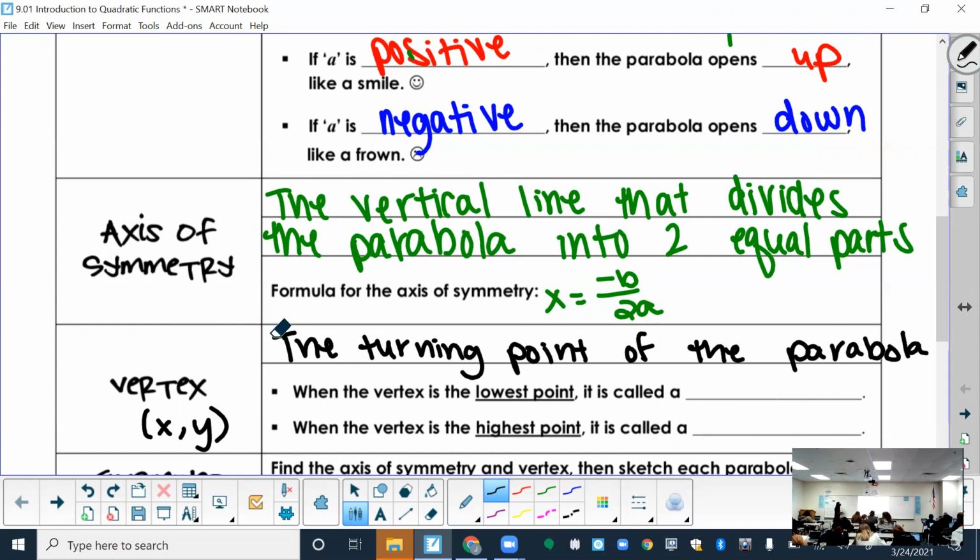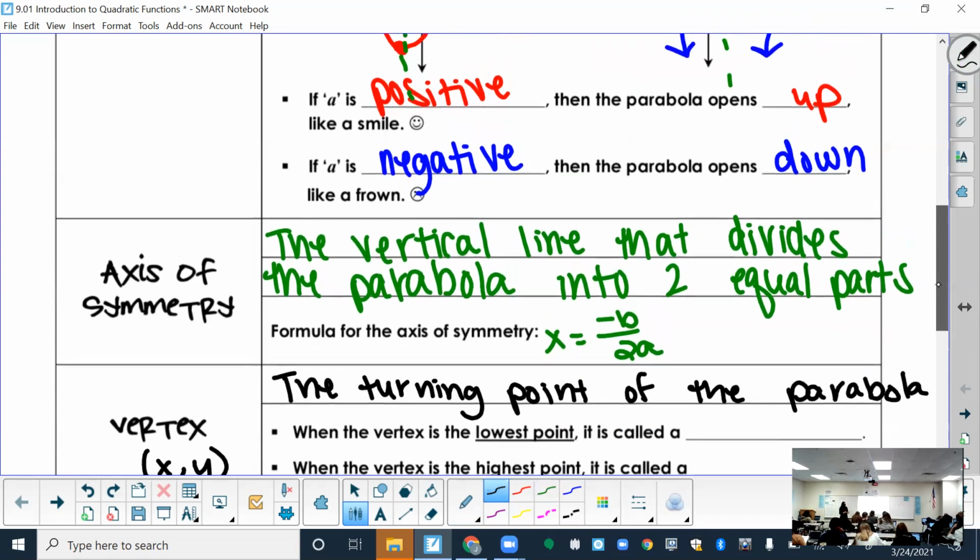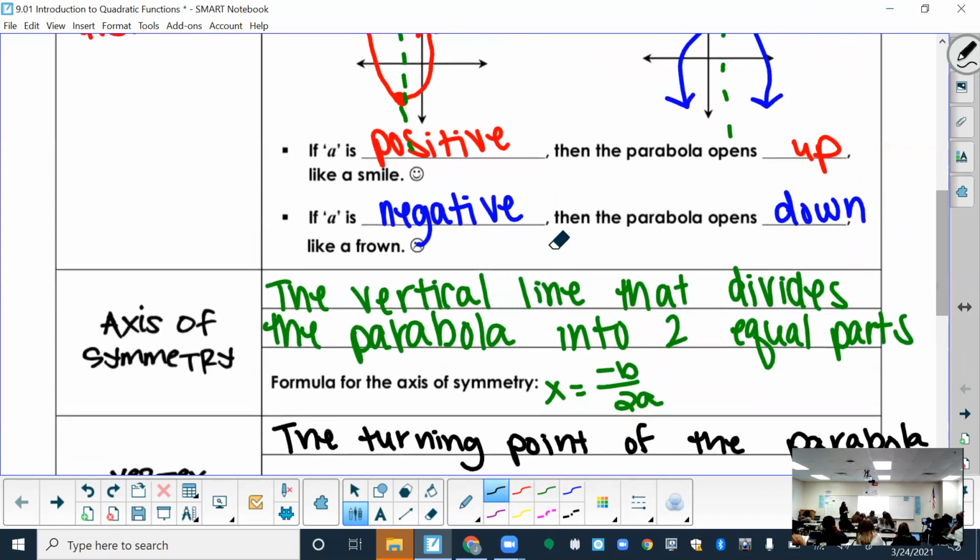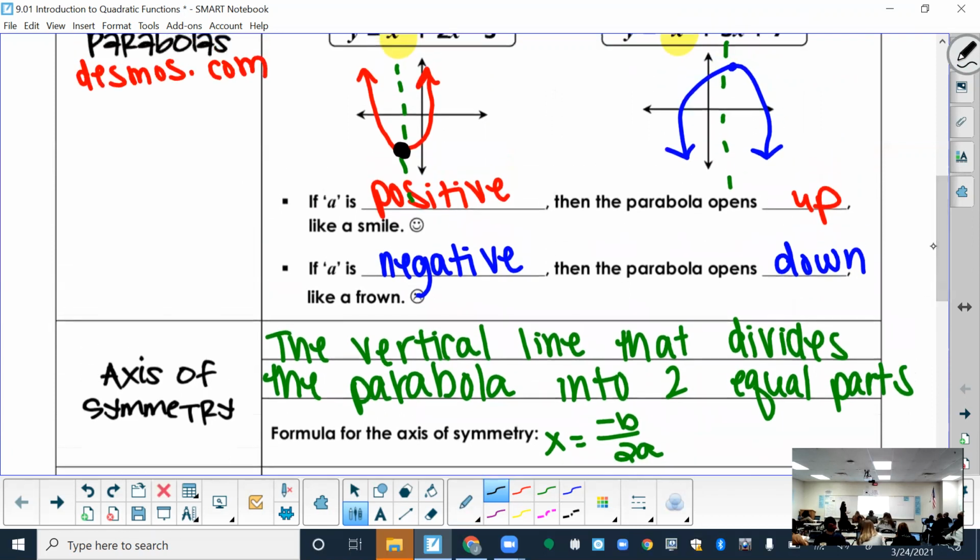So depending on what type of graph you're looking at, positive or negative, it might be the lowest point or the highest point. So going back up here to our sketches, my vertex for my positive graphs is where the graph starts to change direction, like the curvy part. For the negative one, my vertex would be at the very top.